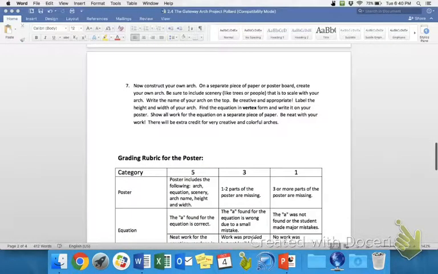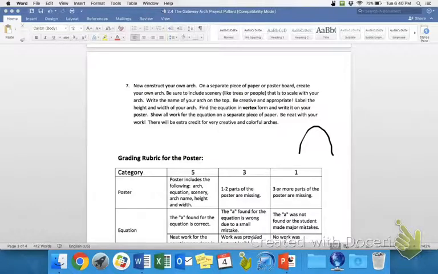Okay, so now about your project. You're going to construct your own arch on a separate piece of paper or poster board. Create your own arch. Be sure to include scenery. So I don't want to just see an arch like this. I want to see you design an arch, put scenery around it, something. Scenery also needs to be to scale.